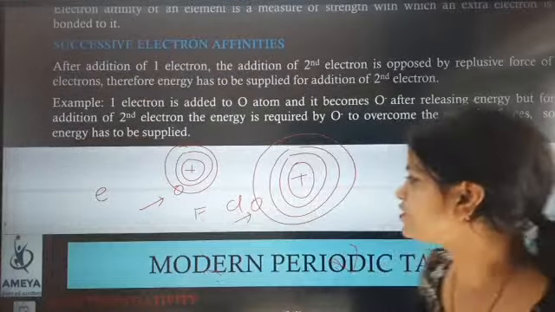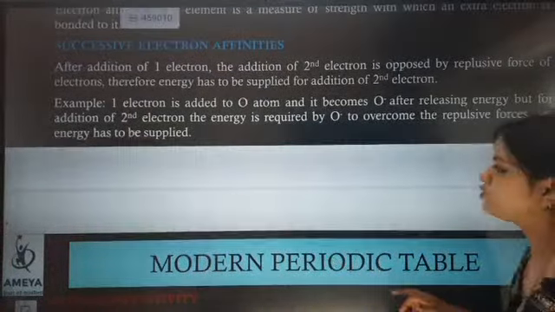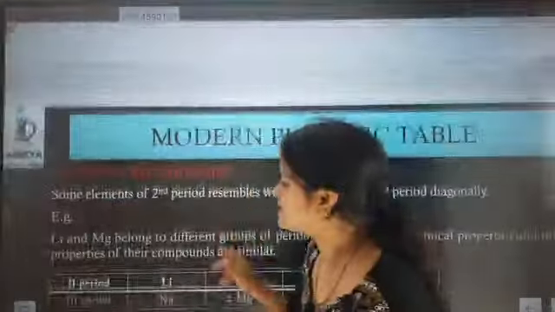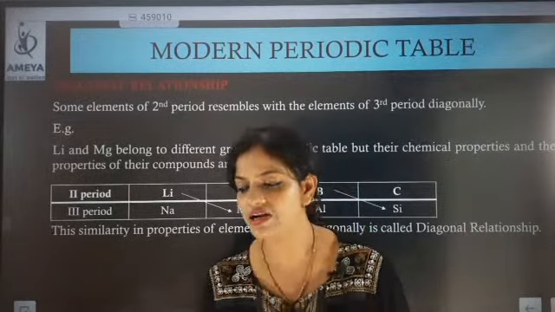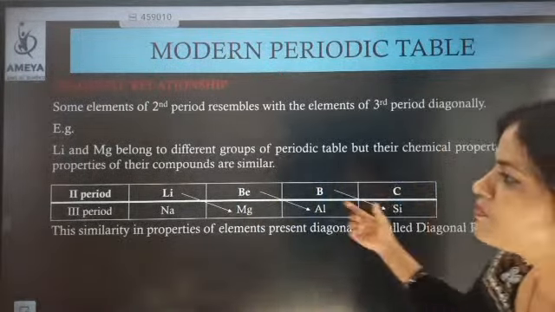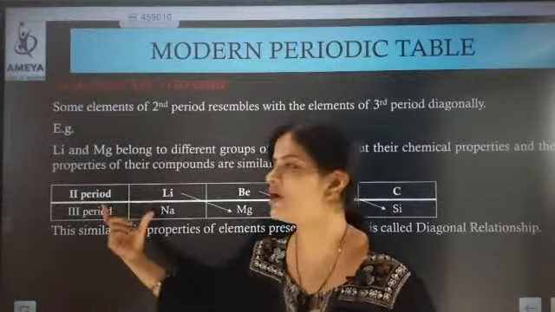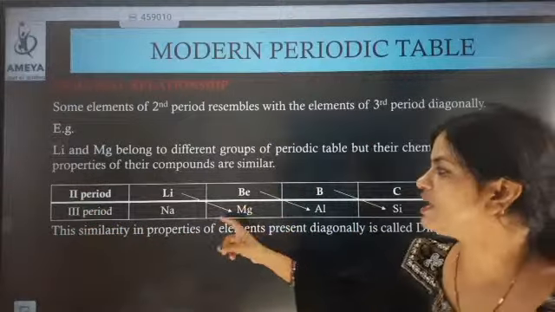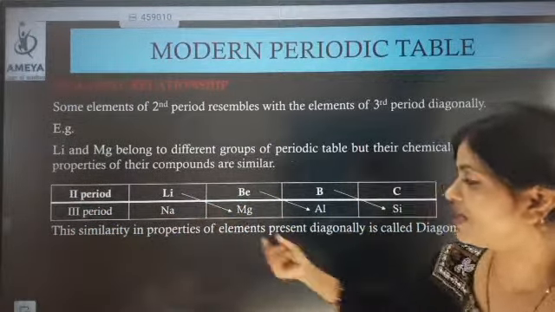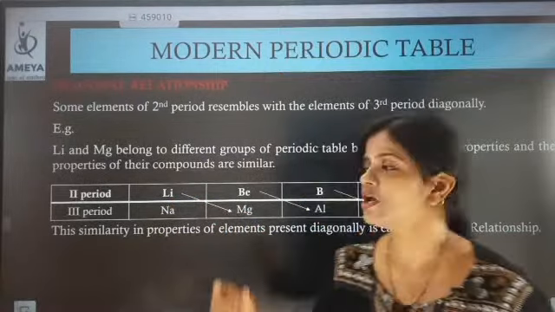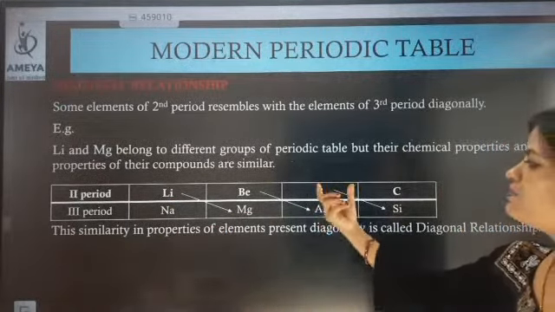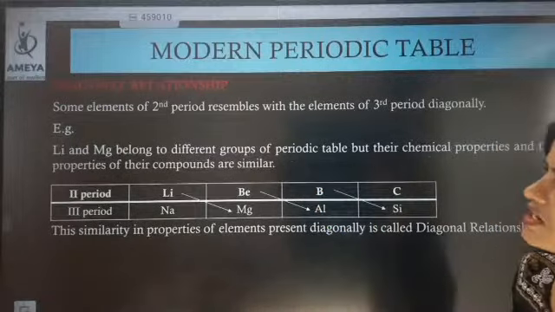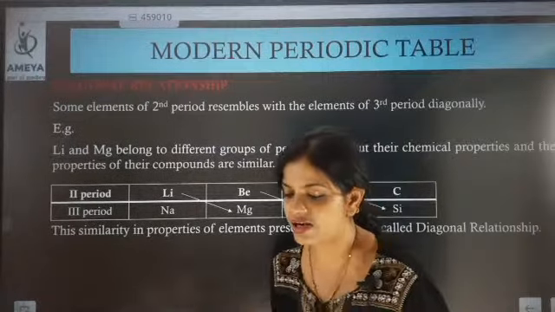I hope you have understood this point. Then I am going to the last point, which is called the diagonal relationship. Some elements of period 2 and period 3 resemble each other: lithium resembles magnesium, beryllium resembles aluminium, and boron resembles silicon. This is called the diagonal relationship.